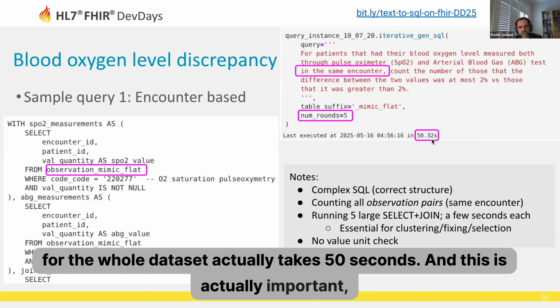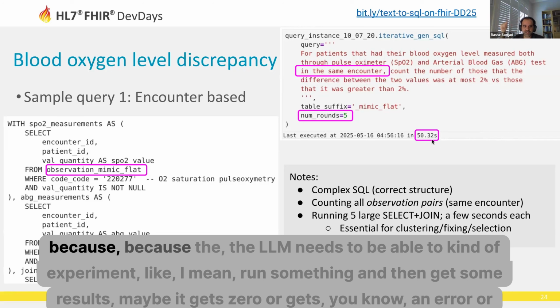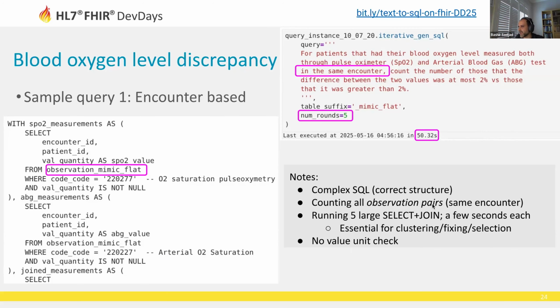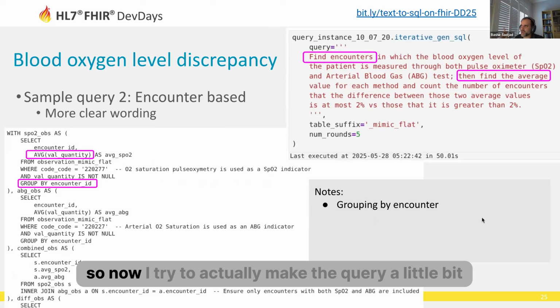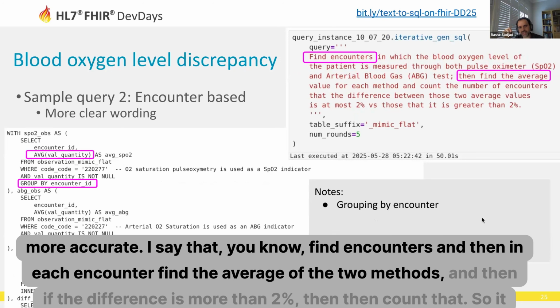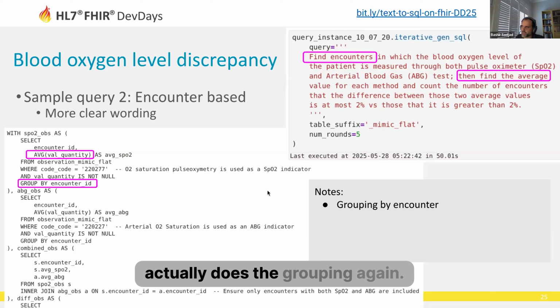And this is important because the LLM needs to be able to experiment, run something and get some results. Maybe it gets 0 or gets an error, and it needs to try again. So now I try to make the query a little bit more accurate. I say find encounters, and in each encounter find the average of the 2 methods, and if the difference is more than 2%, then count that. So it does the grouping again.